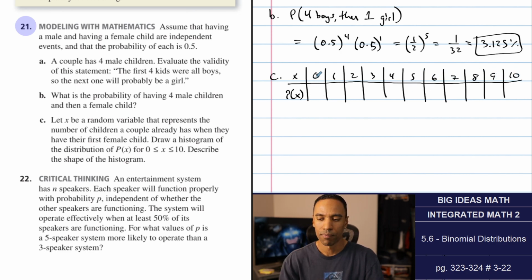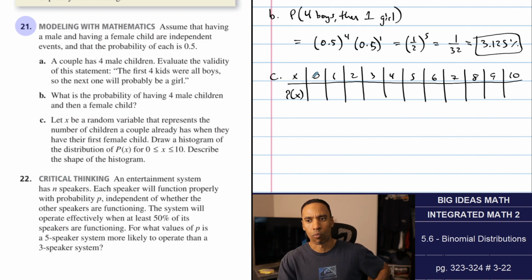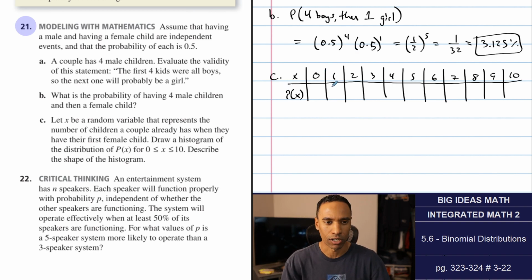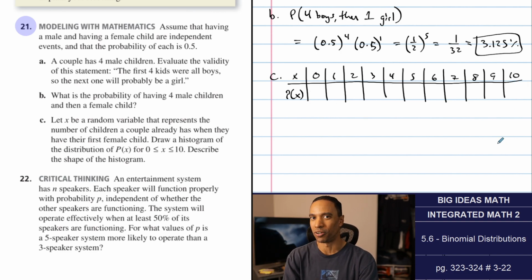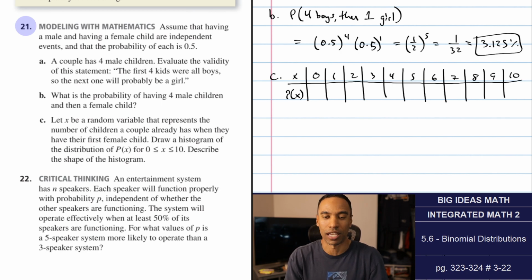So in this case here, this is having no children before having your first girl. Basically, this is having your first kid being a girl. And then your second kid being a girl. So it's kind of, you know what I mean? That 1 is how many children you had before having a girl. Couple already has when they have their first female child. Yes. So it's going to skew, I believe, 1 or 2. Like, this is going to be the most likely. And then it's definitely going to go down a lot. You're not going to have 10 boys before having your first girl in all likelihood. It's just going to get lower and lower.